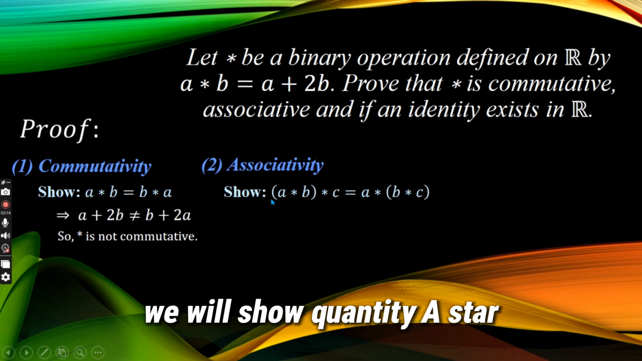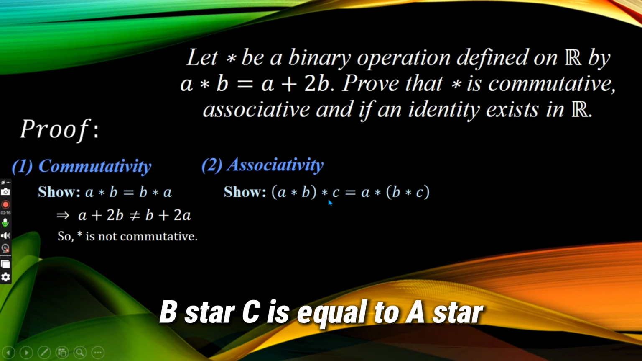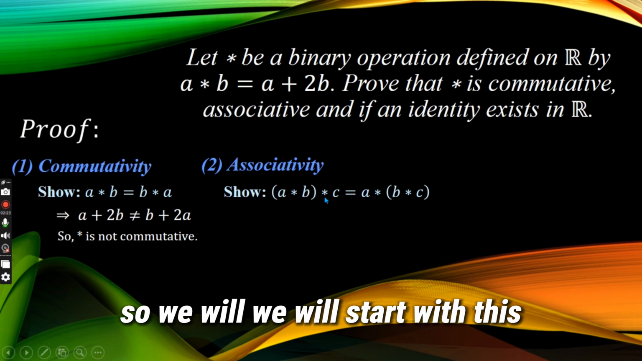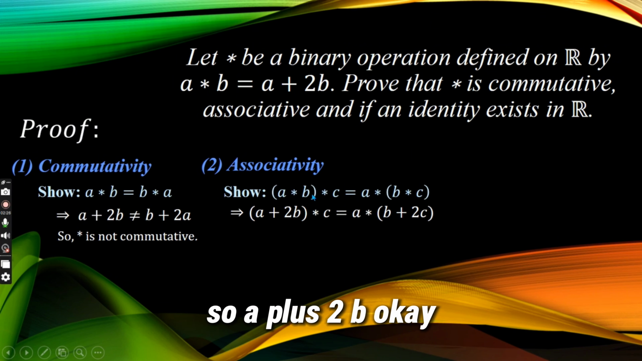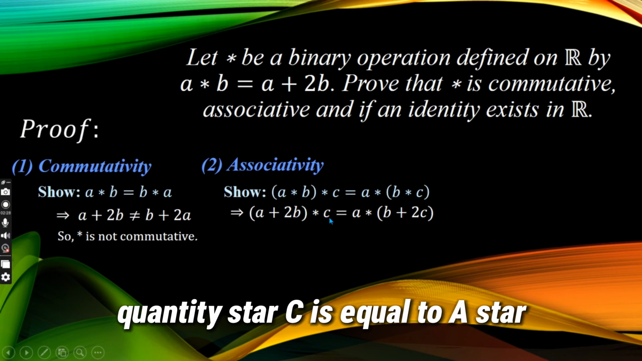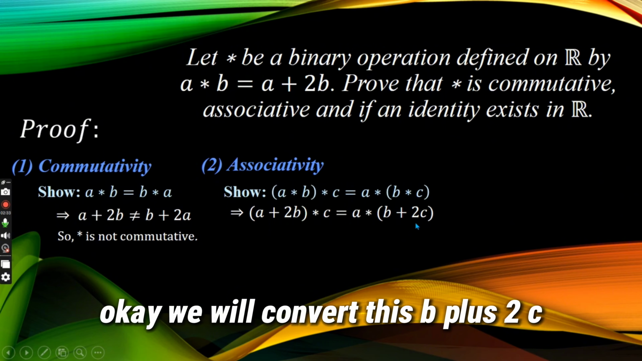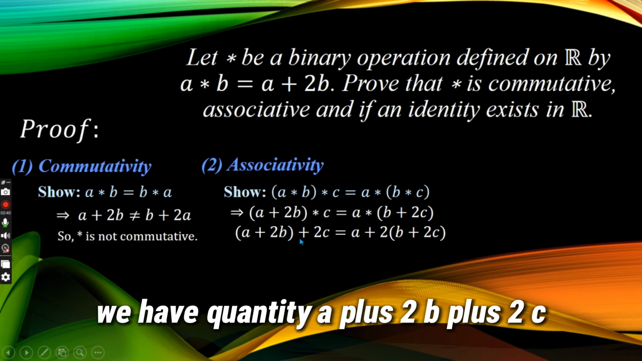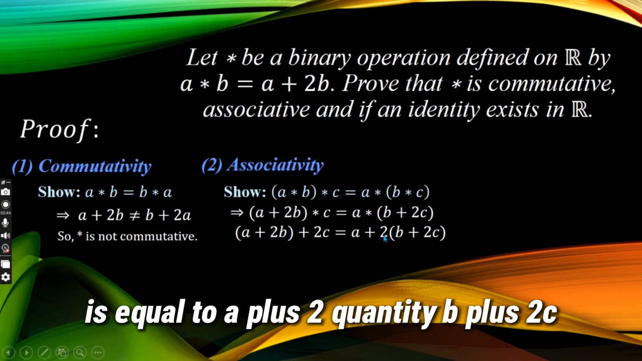We will show quantity A star B, star C is equal to A star quantity B star C. So using this, we will start with this. So A plus 2B, quantity star C is equal to A star, we will convert this one, B plus 2C. And then we will apply this one again. We have quantity A plus 2B plus 2C is equal to A plus 2 quantity B plus C.